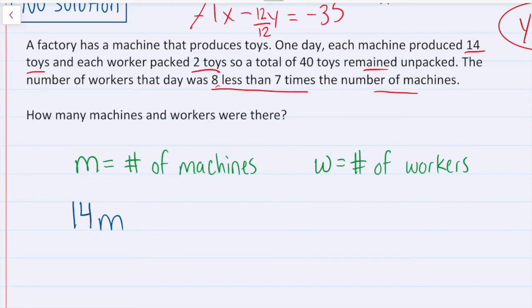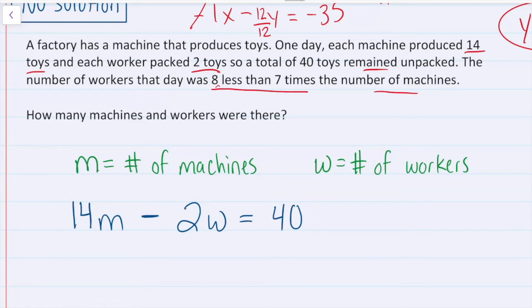The machine gives toys to the factory, while the workers take away the toys from the factory. So instead of putting a plus sign here, I'm actually going to do a minus. We don't know the worker amounts, but we say for every worker, they take away 2. And how many are left unpacked? How many toys? We call it 40.